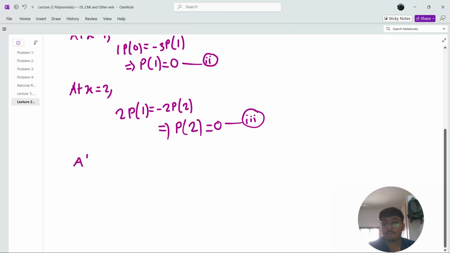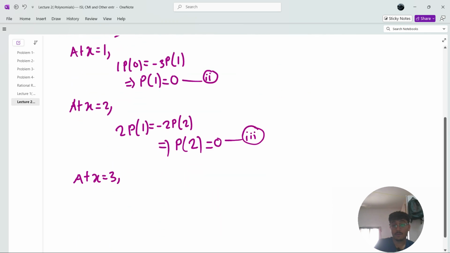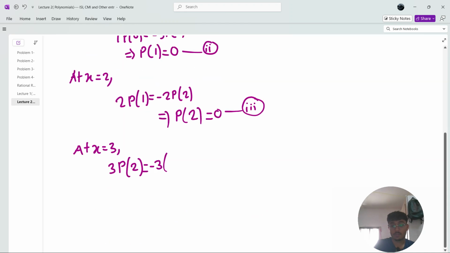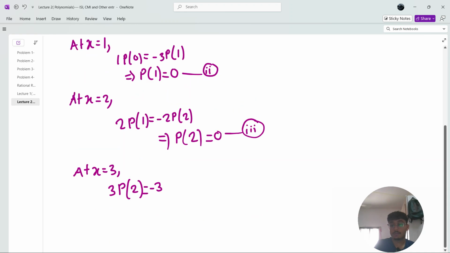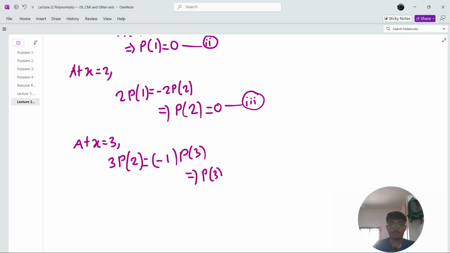Now comes x equals 3. Similarly, we will just put 3 in place of x in this equation. So what do I have? 3 into P(2) is basically minus 3 into... no, sorry, just a second. Yeah, x minus 4 gives me minus 1 into P(3). So ultimately P(3) is again equal to 0.